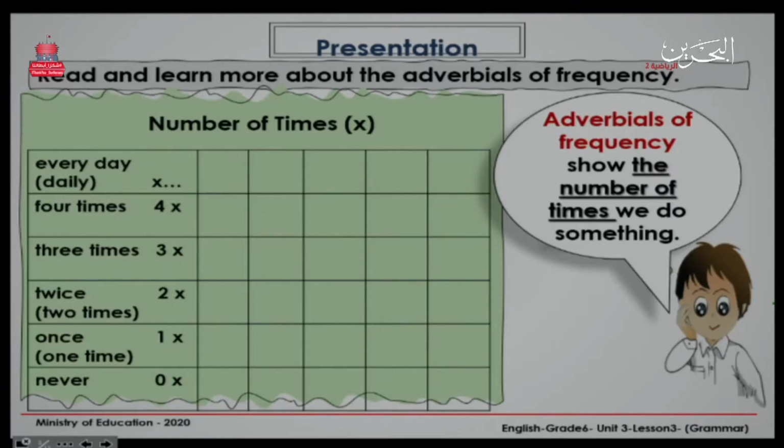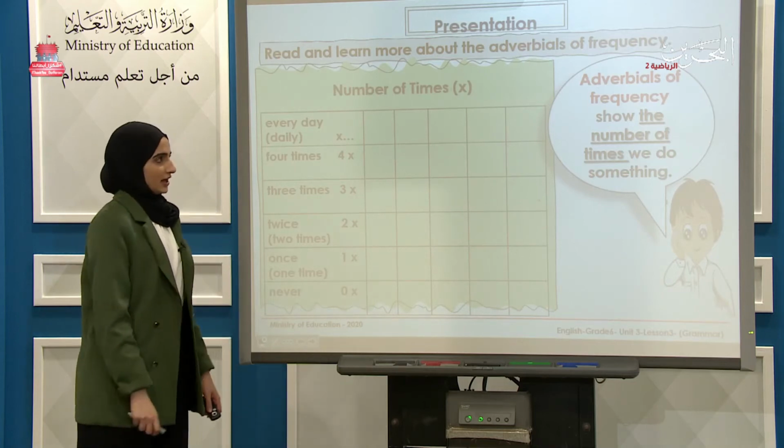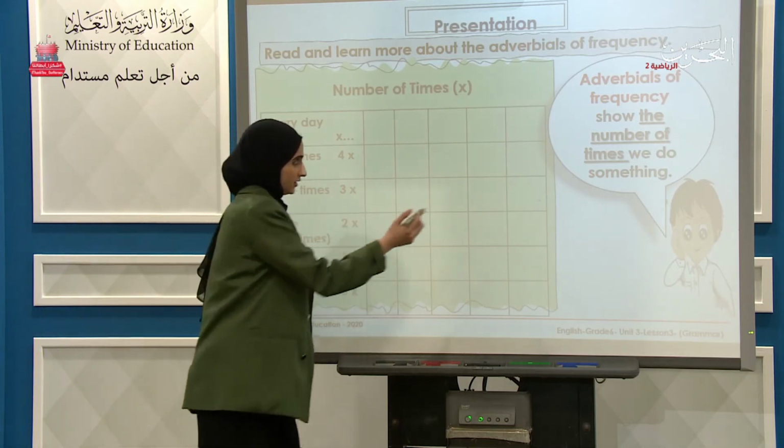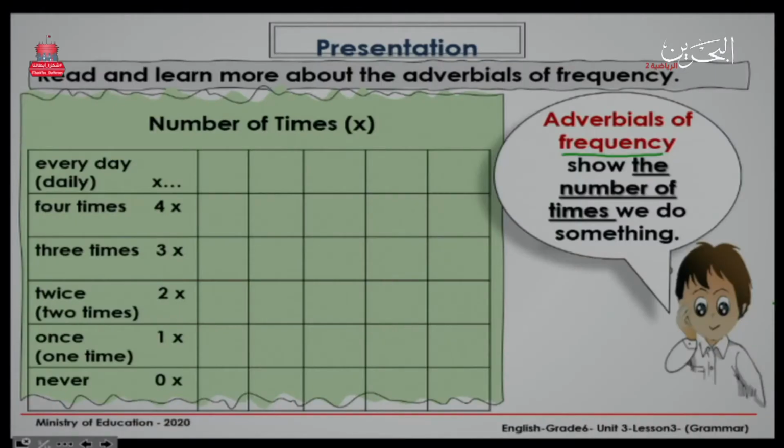Now let's read and learn more about the adverbials of frequency. Adverbials of frequency are different from the adverbs. They show us the number of times we do something. Let's look at this table. It will show us the number of times. The first one we have is every day or daily. It means you do this activity 7 days in a week.